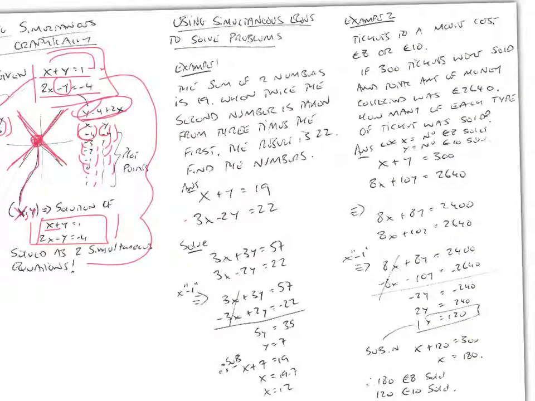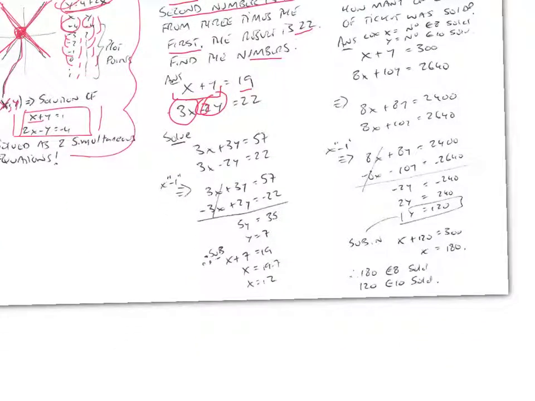Now we'll finish with a couple of real-life problems, using simultaneous equation solutions to solve problems. So the sum of two numbers is 19, x plus y is 19. When twice the second number is taken away from 3 times the first, we get 22. Find the numbers, and basically we solve those simultaneous equations.